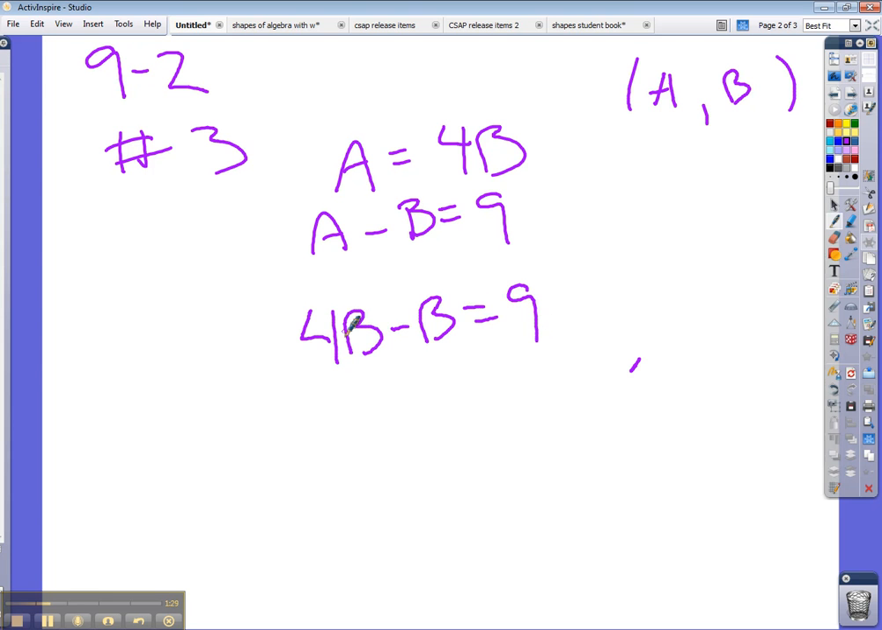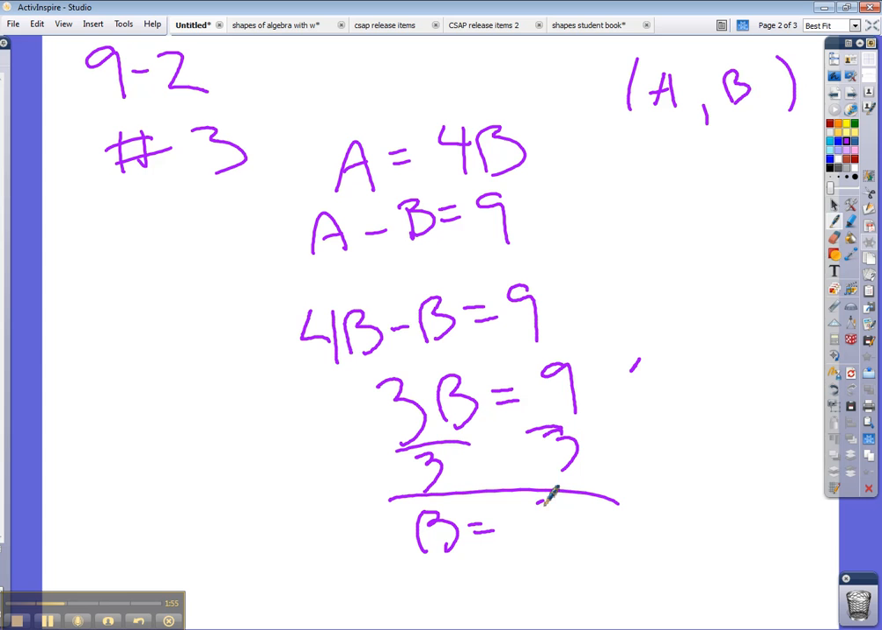Well, what is 4b minus b? 4? Really? No. 4b minus 1b? 3b. Oh my goodness. Call yourself 8th graders. 3b is equal to 9. What do you do to both sides to get the b by itself? Divide by 3. And you get b is equal to 3.